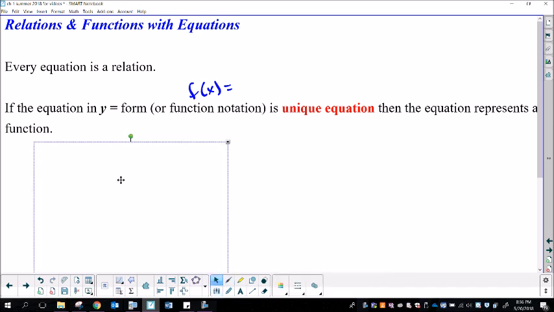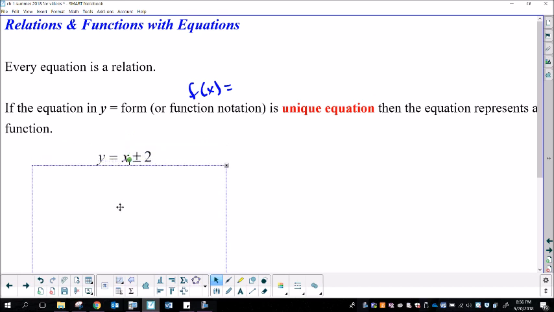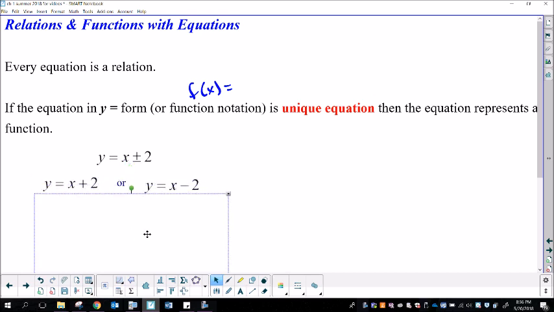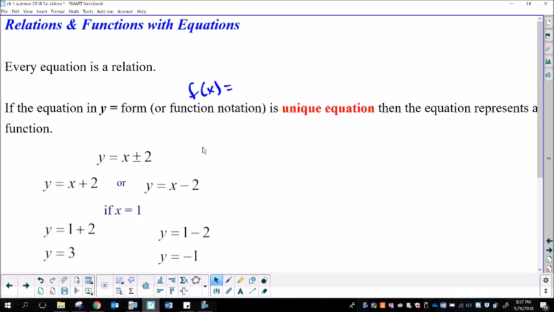What we mean when we talk about a unique equation is that if we have an equation similar to this, where we have y equals x plus or minus 2, that would not be considered a unique equation, because here we have y could be x plus 2 or y could be x minus 2. Plugging in x equals 1, we would get two different values. So we get y equals 1 plus 2, which gives us 3, or 1 minus 2, which gives us negative 1, essentially giving us an ordered pair of (1, 3), or (1, negative 1), giving us repetition in our x values. Therefore, it would not be a function.